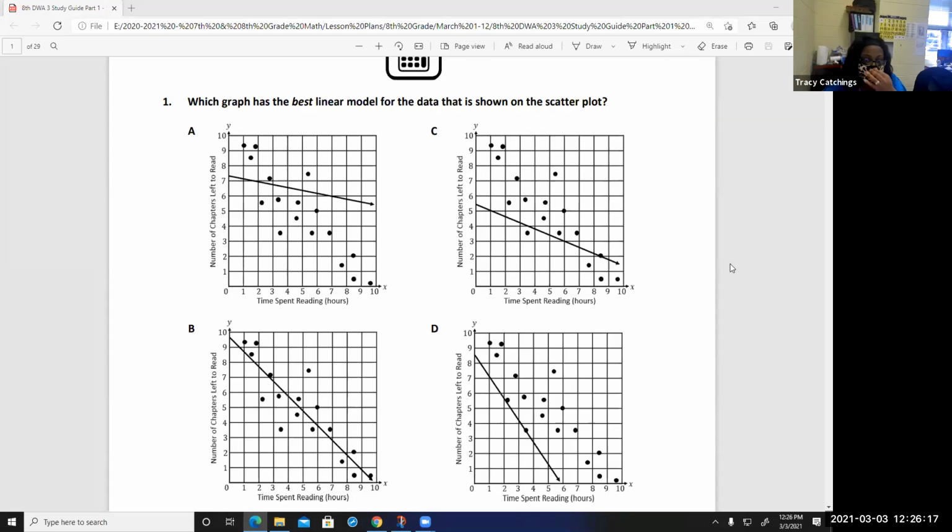All right, number 1. Someone read it to us. All right, somebody tell us something. You say which one? Why? All right, looks like half and half. Somebody said go through the middle.